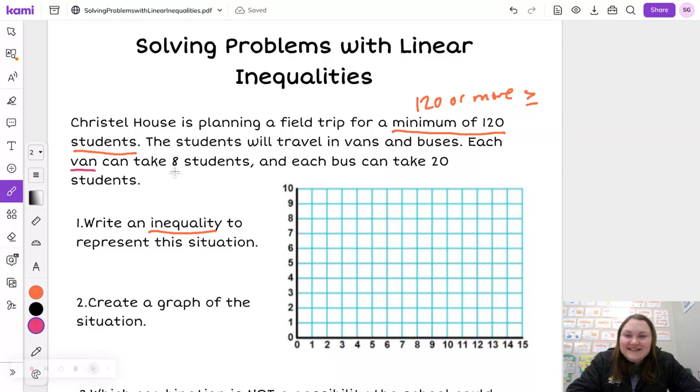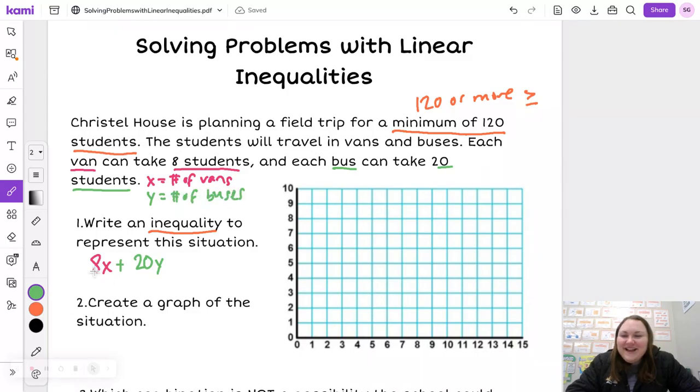Each van can take 8 students. So in my inequality, I'm going to say there's 8 students times the number of vans. I'll use X to represent the number of vans. And then each bus can take 20 students. And so we are also going to have 20 students in each bus. And I'll let Y represent the number of buses.